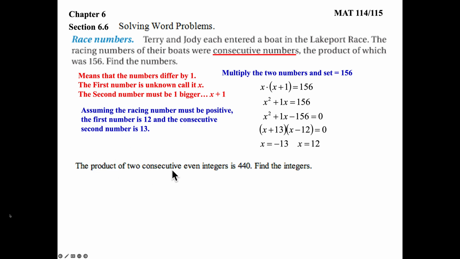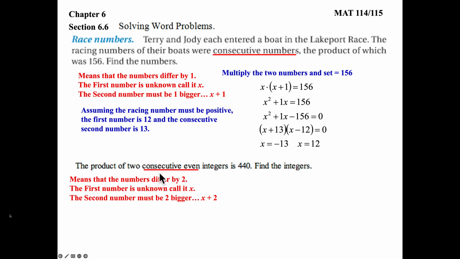The product of two consecutive even integers. Even integers differ by 2: 2 and 4, 4 and 6, 6 and 8. It's also true, put a little note here, that if it said odd, odd also differs by 2. So again, your first number is x. My second number is 2 bigger, x plus 2. Their product, multiply them together, is set equal to 440. Distribute: x squared plus 2x, subtract over the 440 to get it to 0.